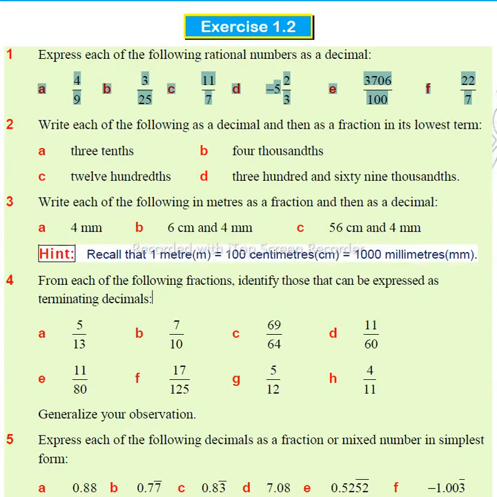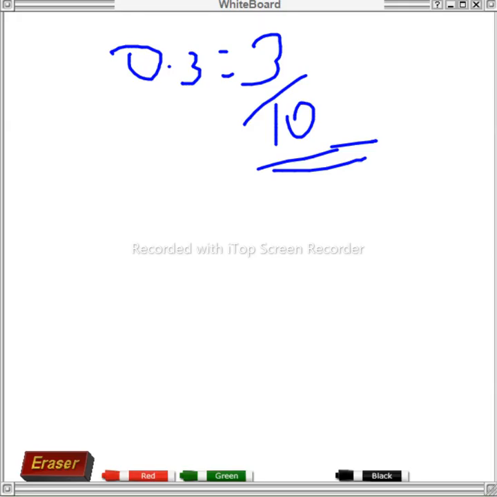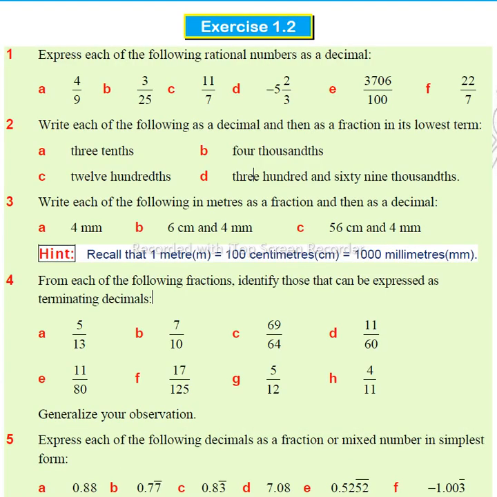3 tenths means 0.3, and when we change to a fraction, it is 3 over 10. This is already in simplified form. We will not simplify it, so we will continue to the next question.